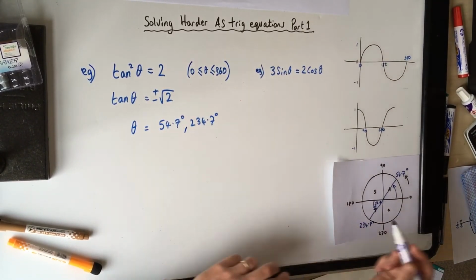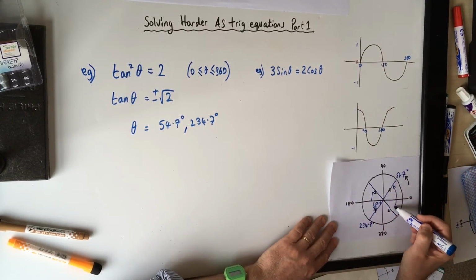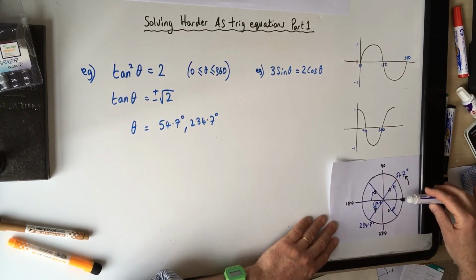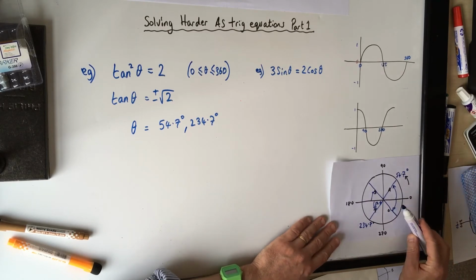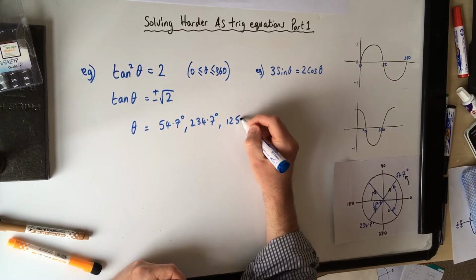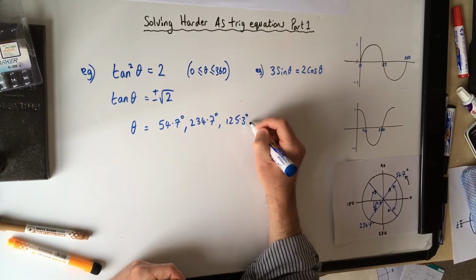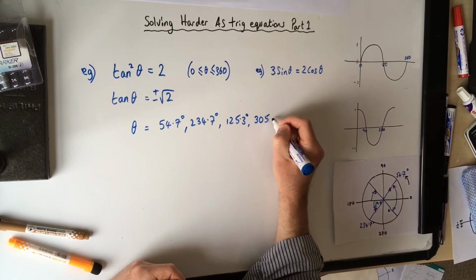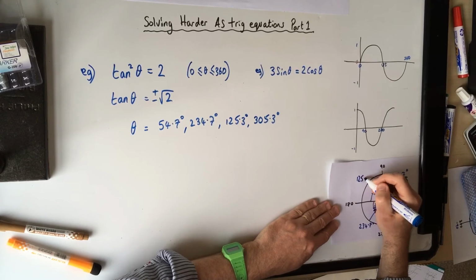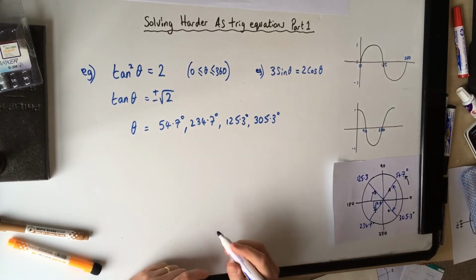But for the minus root 2, it's that angle, but it's in the two negative regions into there and into there. Okay, so we've got to do 180 minus 54.7 and 360 minus 54.7, and that gives us the two values of 125.3 degrees. And yes, you probably guessed I got these written down because I worked them out a minute ago before I started the video, and 305.3 degrees, turning back into those two regions.